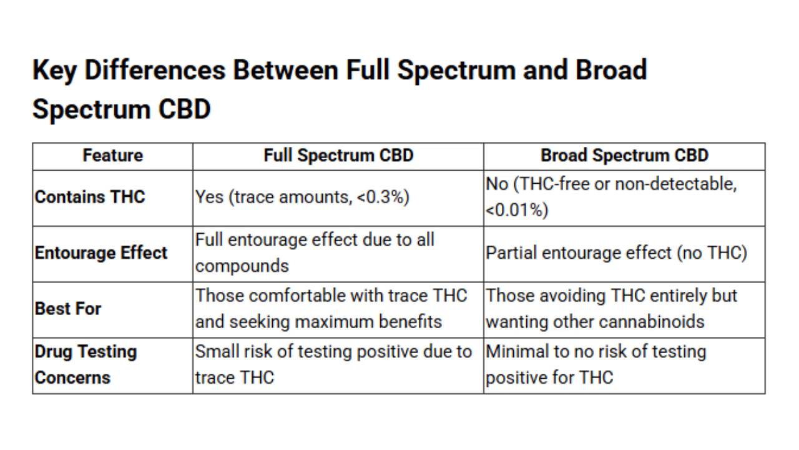A full spectrum is best for those comfortable with trace amounts of THC and seeking maximal benefit, while a broad spectrum is for those avoiding THC entirely but still wanting that cannabinoid profile. Drug testing concerns with the full spectrum CBD oil is a risk of testing positive due to the THC, and a broad spectrum CBD will have minimum risk of testing positive because it has had the THC removed.